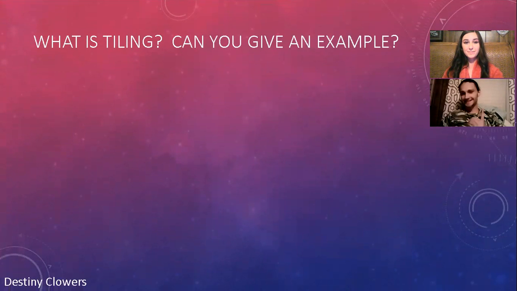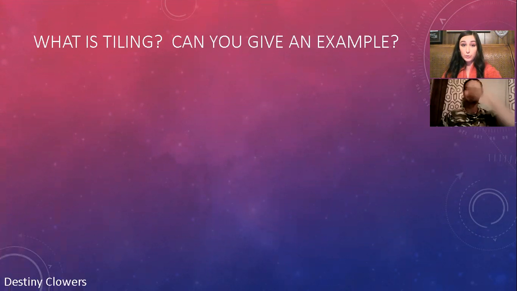What is tiling? Can you give me an example? Sure, Andrew. So tiling is when you can cover a figure or the whole plane with tiles. So pretty basic tiling tiles. But when you do this, there can't be any gaps between the tiles and none of the tiles can be overlapping. If they are, it is not an example of tiling.